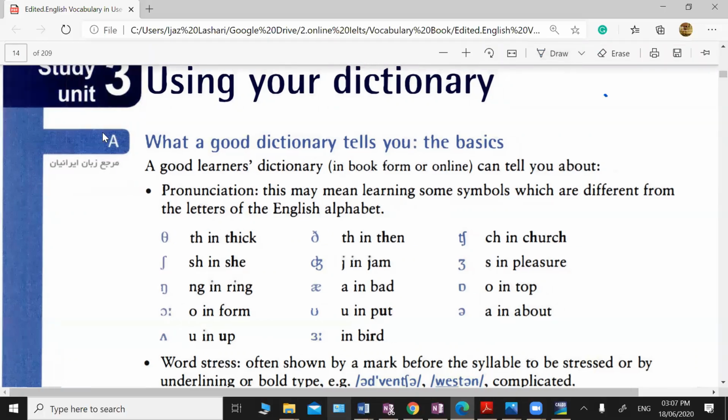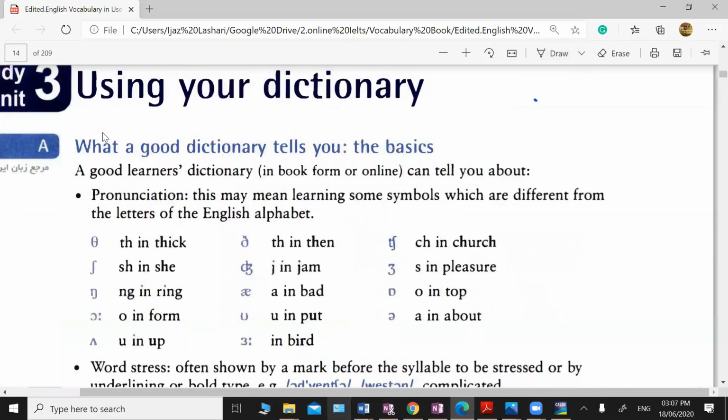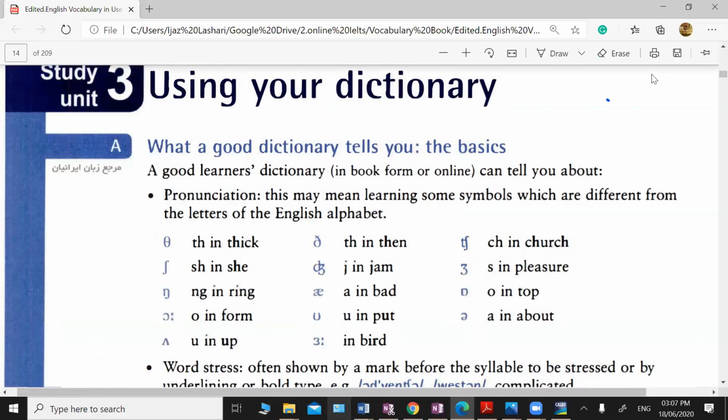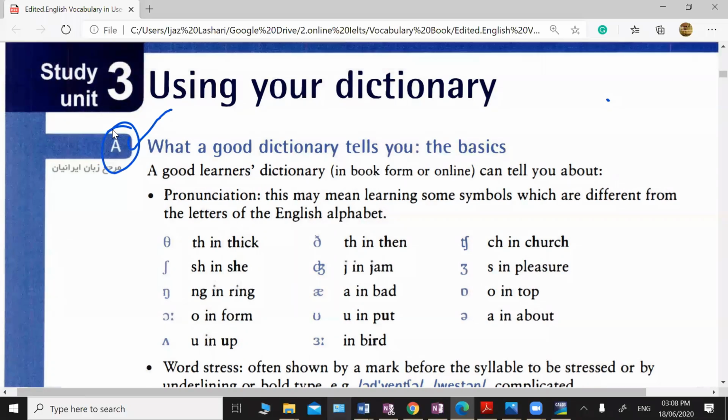Let me take the pen. So we'll be starting from here. It says here, what a good dictionary tells you. I mean, the basics of a dictionary.